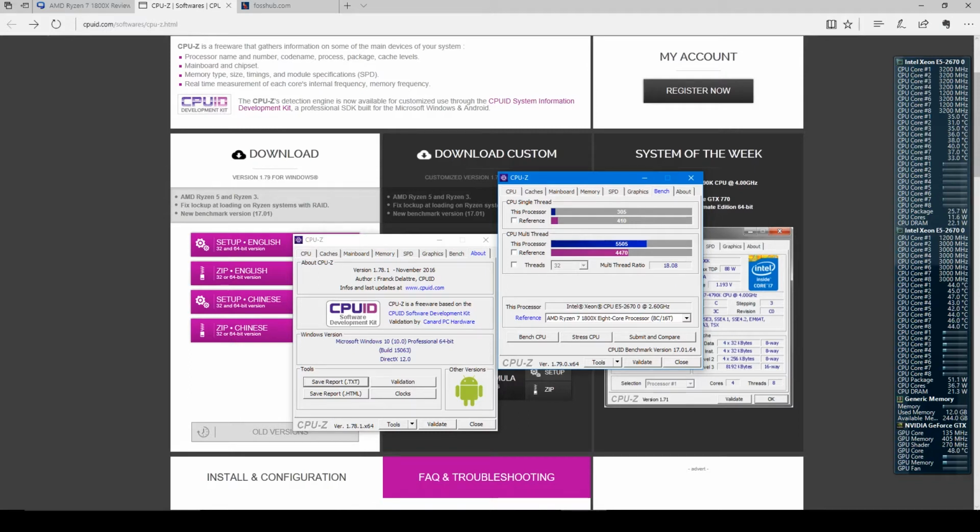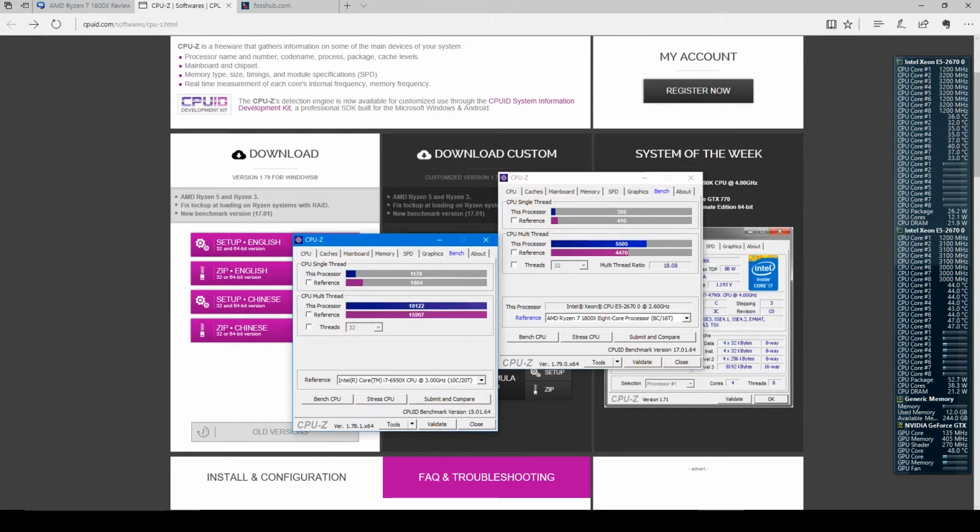So I fired up the old CPU-Z 1.78, and right away you notice that the numbers it reports are totally different. They changed the algorithm, so the numbers are just different, but relatively speaking, the scaling is still the same.